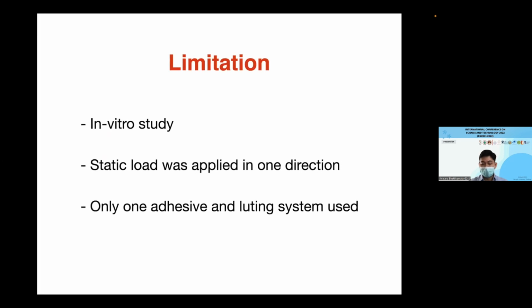For limitations, this current research was conducted in vitro and did not take place in an intraoral environment. The temperature and humidity level were not representative of a real clinical situation. The load was applied in one direction and one angle only. The adhesive and cement system used was only one system. Further study may include the addition of samples, the use of alternative fabrication procedures, an artificial saliva bath, and fatigue resistance testing.